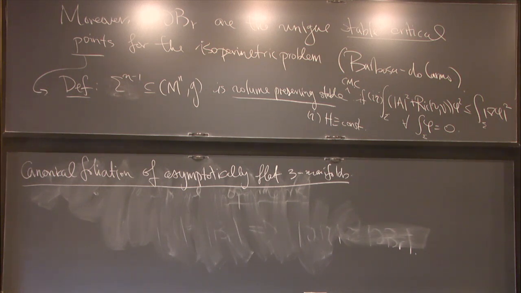I've chosen not to talk about this from the general relativity perspective. There is some relationship between what I'm going to talk about and general relativity, but let me ignore that aspect of the problem. For me, my motivation will be that we're looking for situations where we can understand stable CMC spheres in manifolds which don't have exact symmetries. Okay.